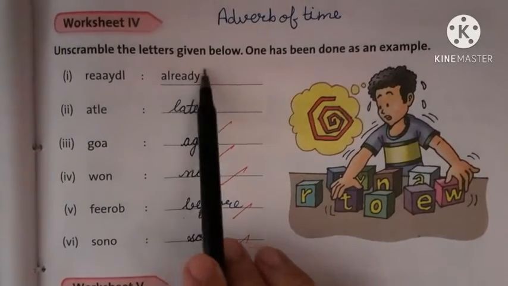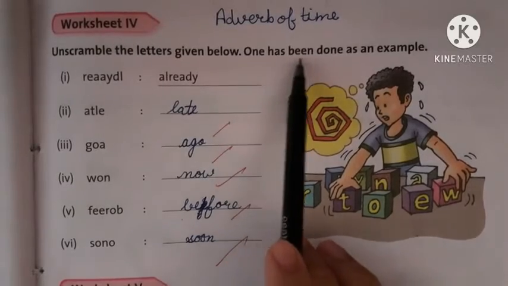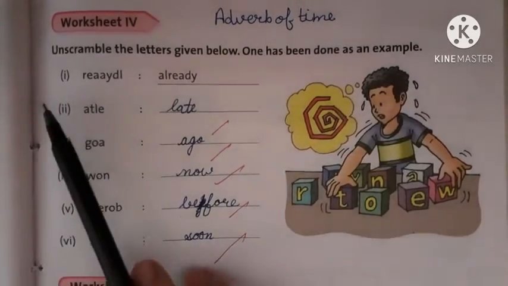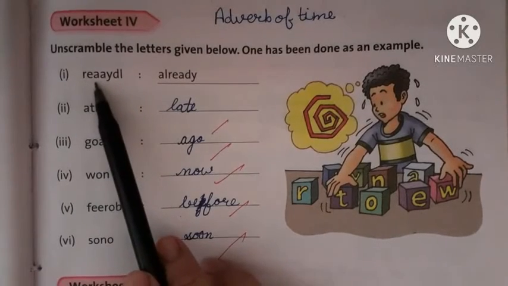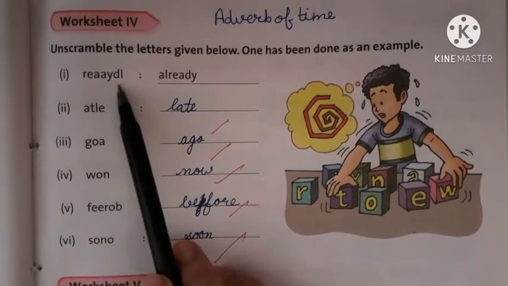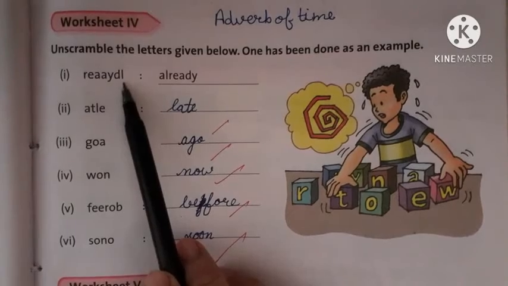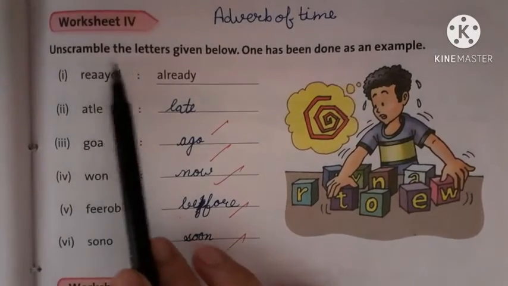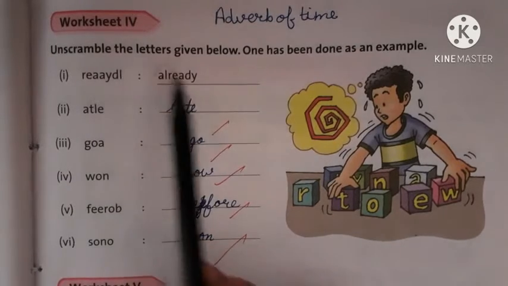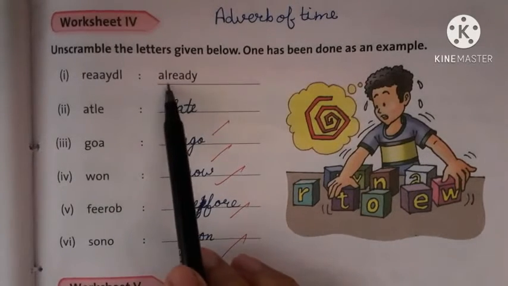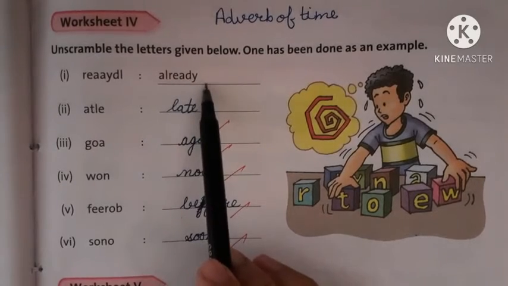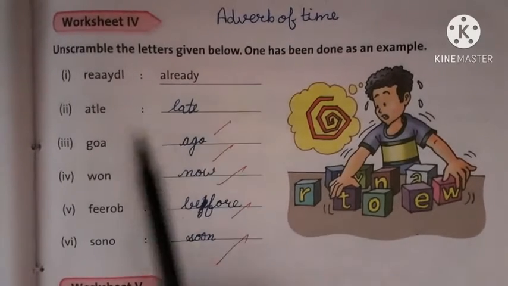Unscramble the letters given below. One has been done as an example. Number 1. REAAYDL. What do we have to do with these? Unscramble. The new word is already. ALREADY. Already.